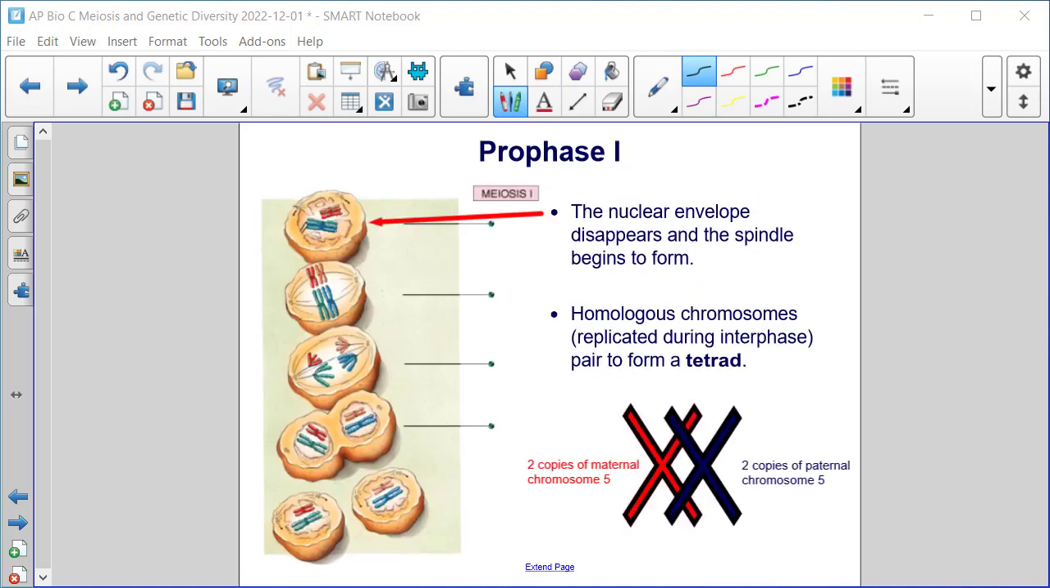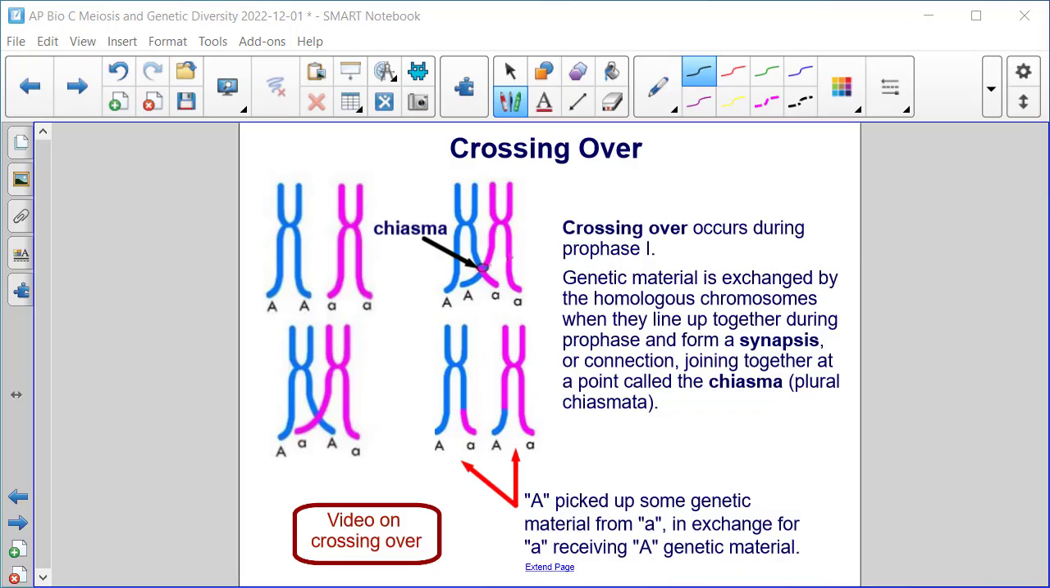Prophase 1 in meiosis 1. The nuclear envelope disappears and the spindle begins to form. Homologous chromosomes replicated during interphase pair to form a tetrad. So we have 2 copies of maternal chromosome 5 and 2 copies of paternal chromosome 5.